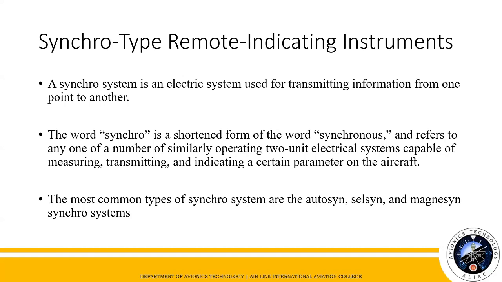So, meron tayo ito, yung mga synchro type remote indicating instruments. So, sinasabi nga dito, a synchro system is an electric system used for transmitting information from one point to another. So, the word synchro is shortened from the word synchronous and refers to any one of a number of similar operating two-unit electrical systems capable of measuring, transmitting, and indicating a certain parameter on the aircraft. So the most common types ng synchro systems are the autosyn, selsyn, and magnesyn synchro system.